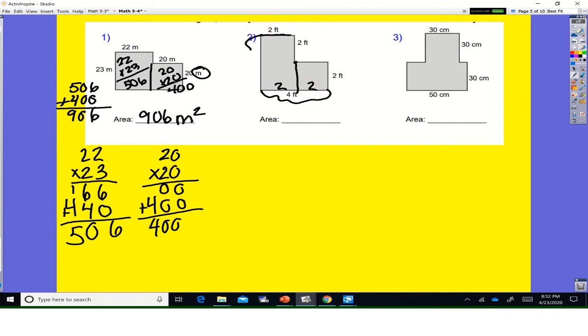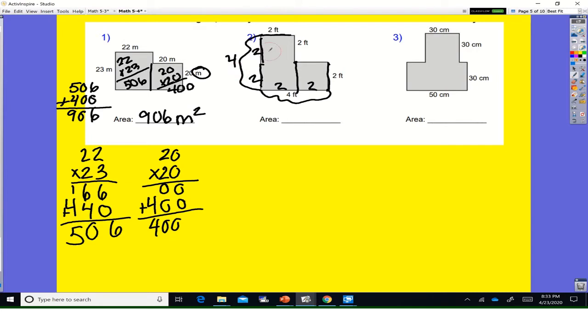But then we have this side length here where we still don't know what that is. Well, right here is 2, so right here also has to be 2. Then this side length right here where it ends, it says this is 2, so that has to be 2. 2 plus 2 gives me 4. So that's where we get our 4 there.